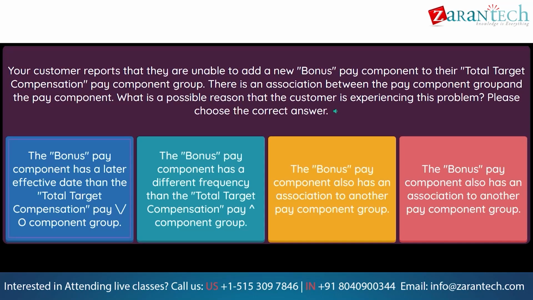Option 1. The bonus pay component has a later effective date than the total target compensation pay component group. Option 2. The bonus pay component has a different frequency than the total target compensation pay component group. Option 3. The bonus pay component also has an association to another pay component group. Option 4. The bonus pay component also has an association to another pay component group.